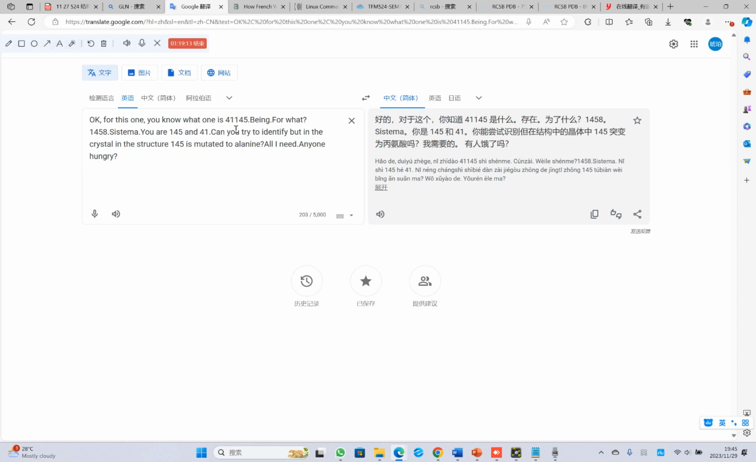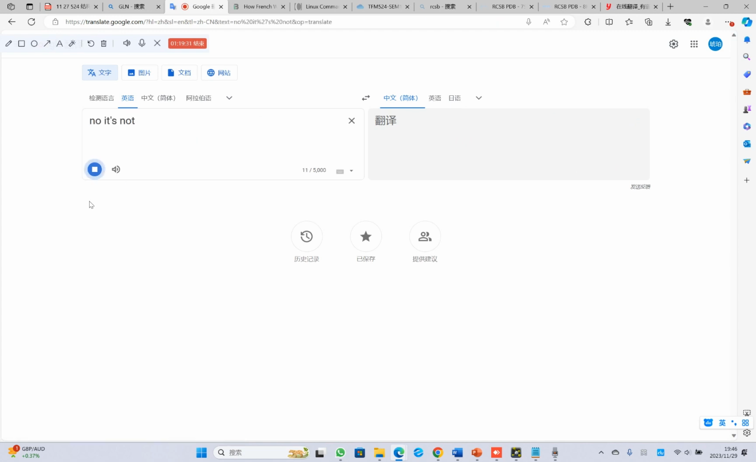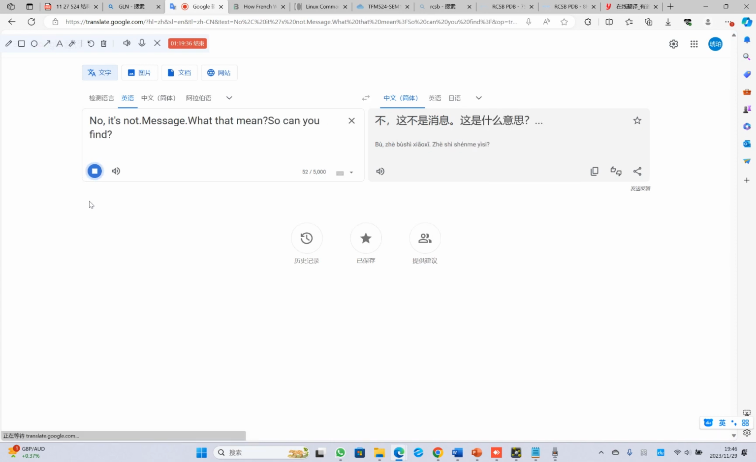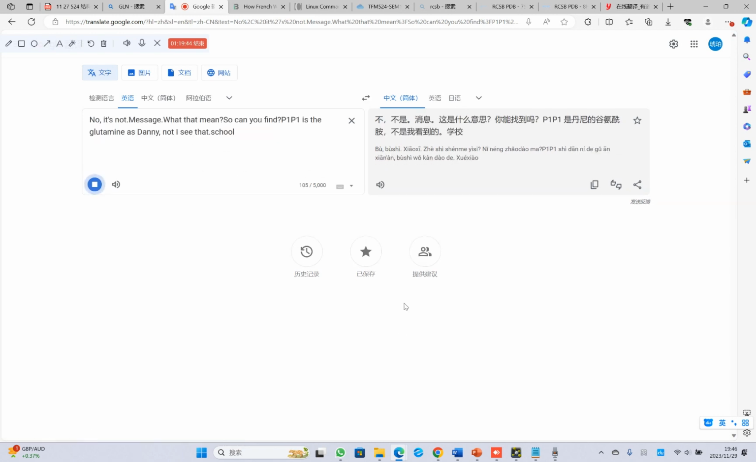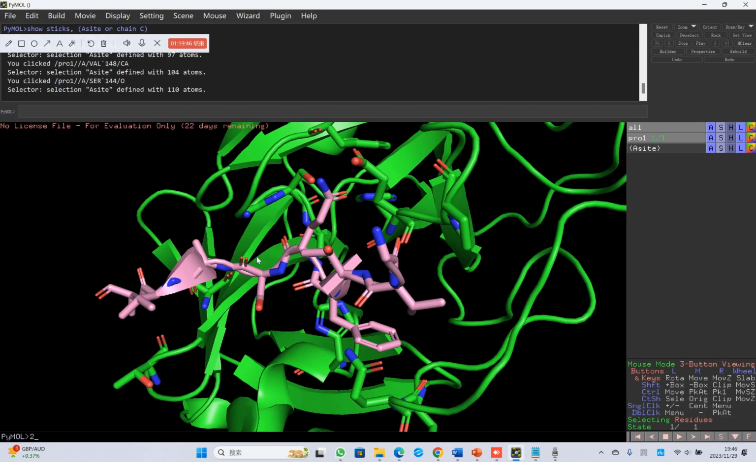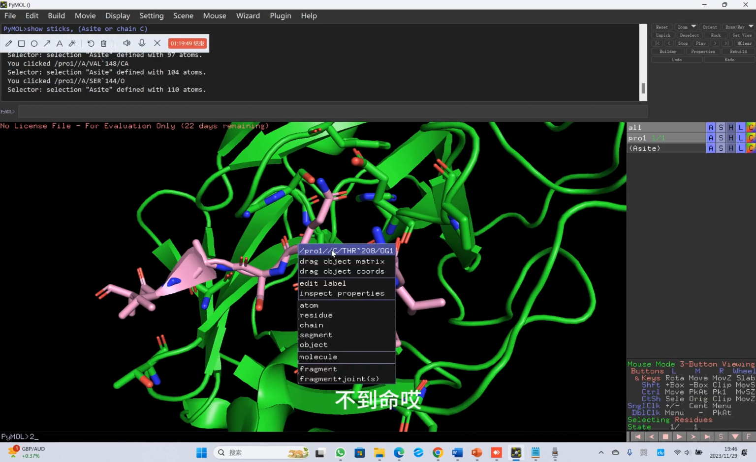Okay, next. Can you find the P1? The enzyme is very specific. It recognizes P1, which is a glutamic acid. No, it's not glutamic acid, it's glutamine. Is it glutamic or glutamic acid? Glutamic. So can you find P1? P1 is the glutamic. Do one by one. Glutamic.